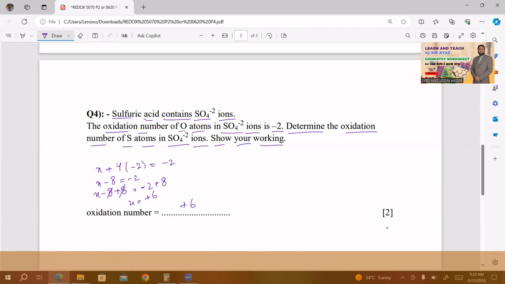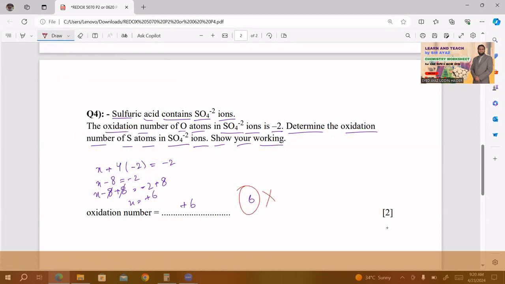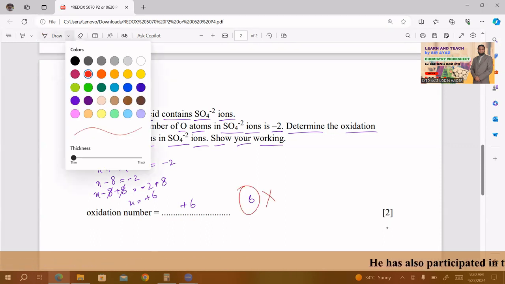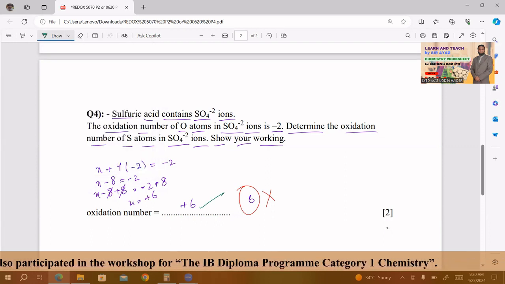Remember, you have to mention the charges. Don't just write 6. This is incorrect. And this is the right way of doing it.